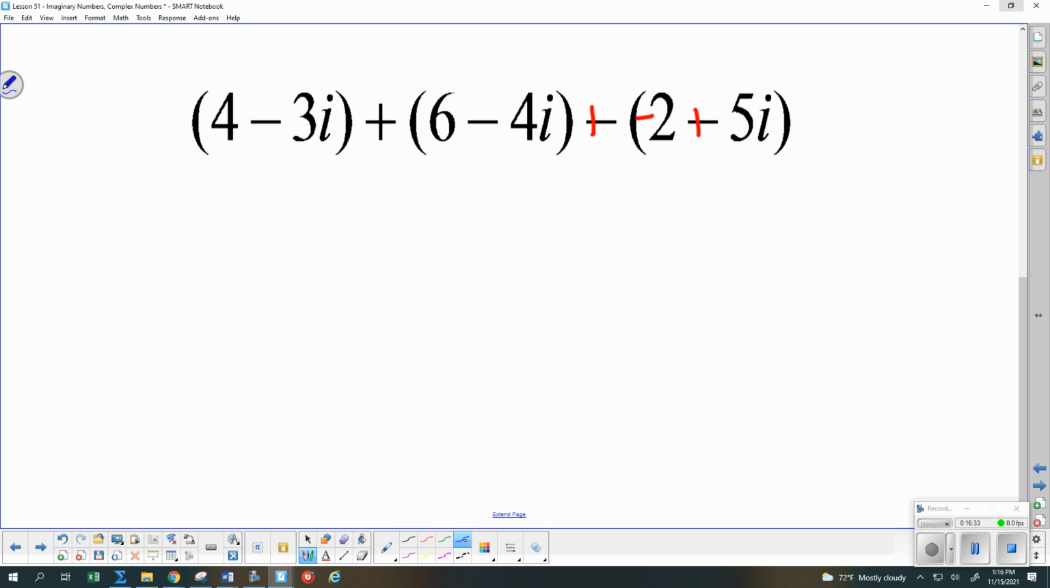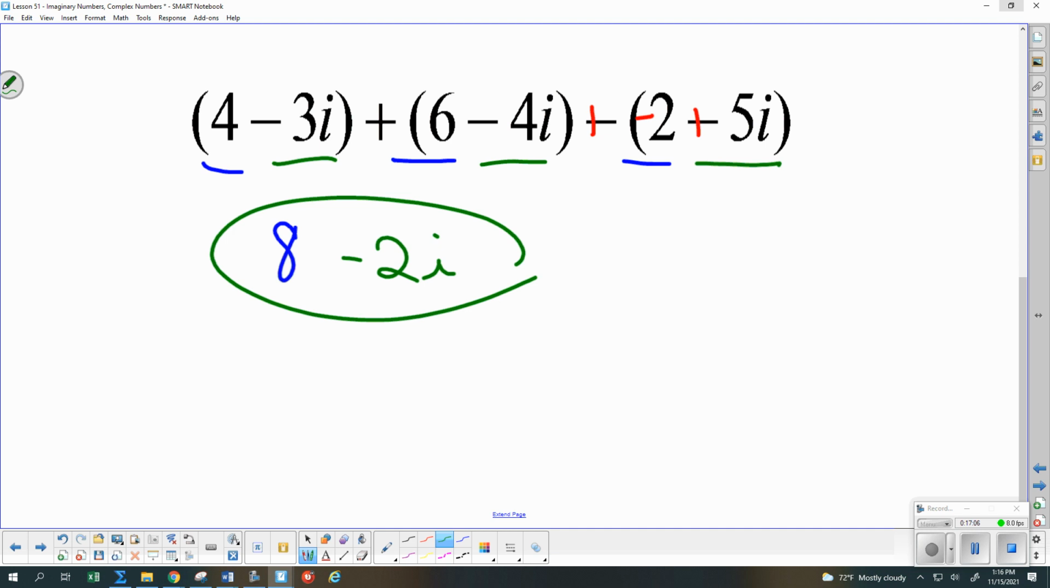So we're going to take our reals, 4 plus 6 minus 2. What does that give us, Leah? 4 plus 6 minus 2. So 8 for our real part. And then for our imaginary part, what's -3i minus 4i going to be? -7i and then +5i, everybody? So -2i. And we have successfully added and simplified those complex numbers.